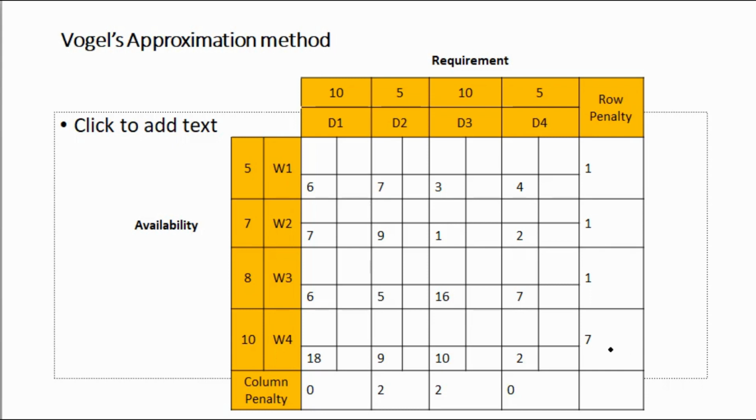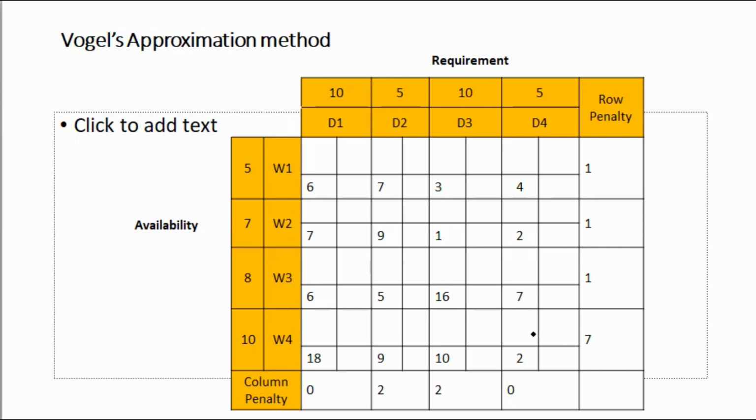Now if you look at the fourth row, the difference between the minimum 2 and the next minimum 9 is 7. So that's how the row penalties are calculated. Now the column penalties. The column penalty is also the difference between the minimum and the next minimum. The minimum here is 6 and the next minimum is also 6, therefore it is 6 minus 6, equal to 0. This is how we compute the row penalties and the column penalties in the beginning.